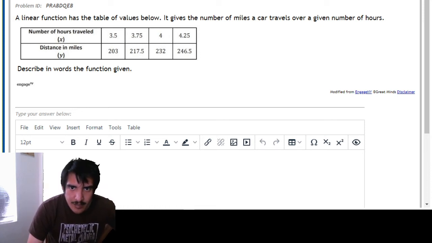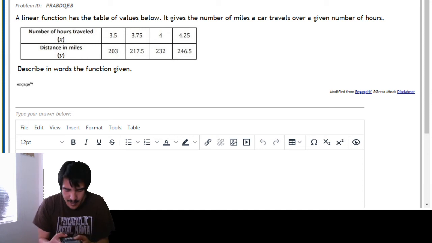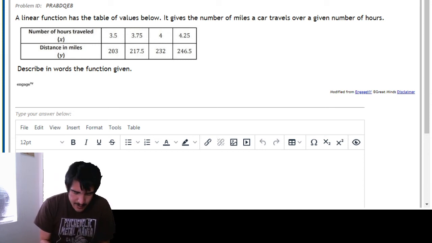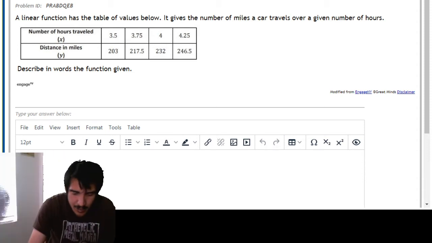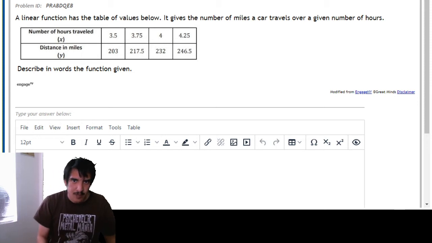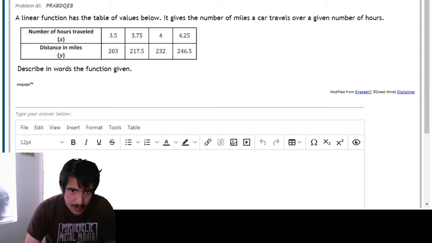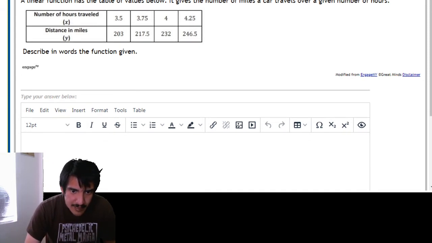So again, we're going to do division. So I'm going to take 232 miles and divide it by 4. So from this table, I calculated that the speed of the car is 58 miles per 1 hour. So what we're going to do is we're going to type in our answer now.